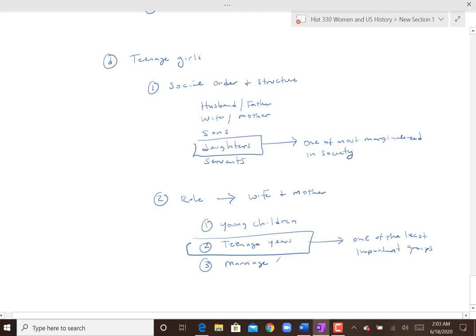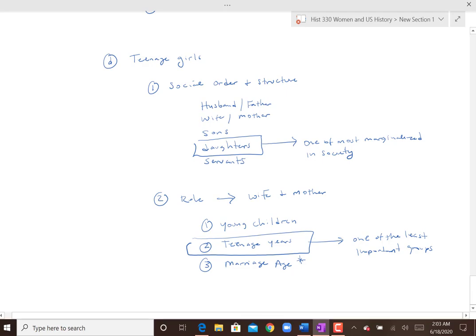When you're of marriage age, all of a sudden you become important again because you're serving your purpose. And that's part of that whole dangerous thing: a single woman is no longer serving her ideal role and purpose, which is to be married and have kids. When you're a young child, that's not expected yet. But in your teenage years, you're no longer that little kid, but you're not quite of marriageable age, and so you become one of the least important groups. We're going to come back to that when we talk about the Salem witch trials.